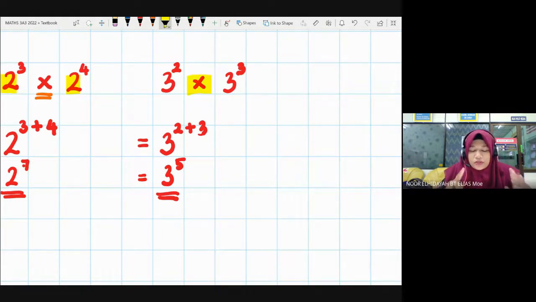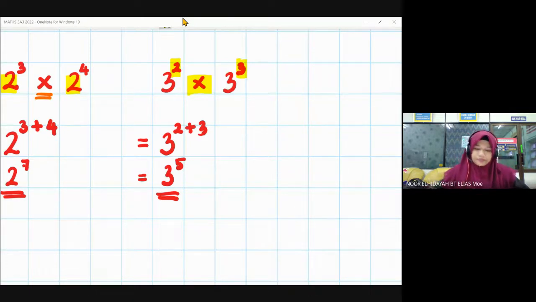The first law of indices: when the index notation have the same base and it involve multiplication, so you have to add the index, tambah dia punya index, bukan darab. Bukan awak kena darab index, tapi awak kena tambah index. Okay, sekejap.